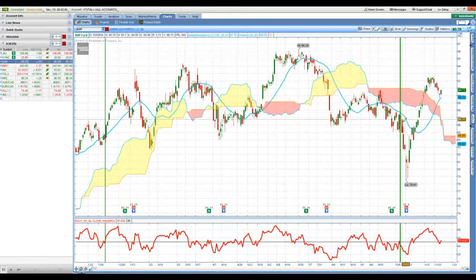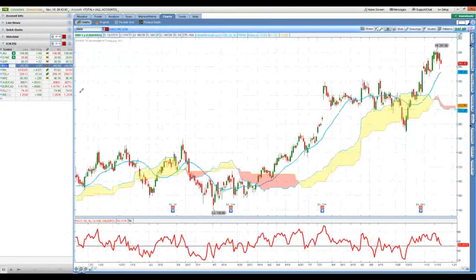We enter short. And there we go, 1, 2, 3, 4, straight, huge drop. It went from, you know, the 85-ish level down to 78.41. So a very nice move there. Here's another example on Baidu.